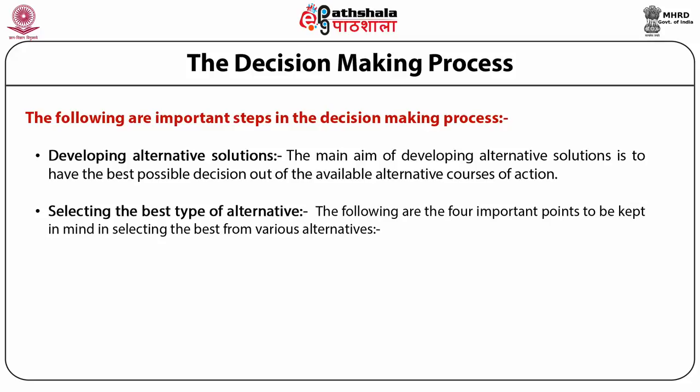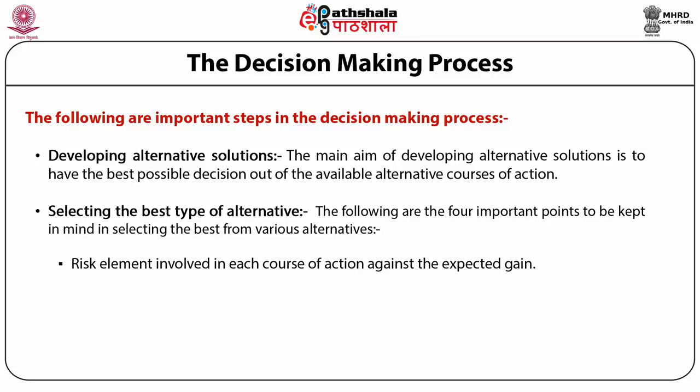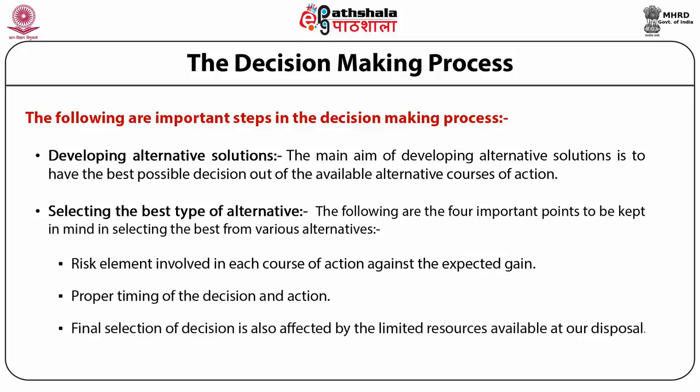The following are four important points to be kept in mind in selecting the best from various alternatives. Risk element involved in each course of action against the expected gain. Economy of effort involved in each alternative, that is, securing the desired result with the least effort. Proper timing of the decision and action. And finally, selection of a decision is also affected by the limited resources available at our disposal. Human resources are also limited. We must have the right type of people to carry out our decisions. Their caliber, understanding, intelligence, and skills will finally determine what they can and cannot do.